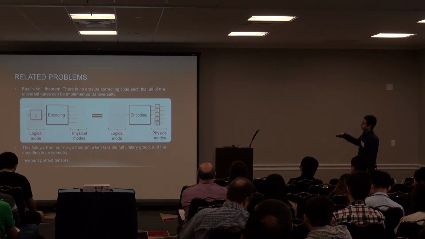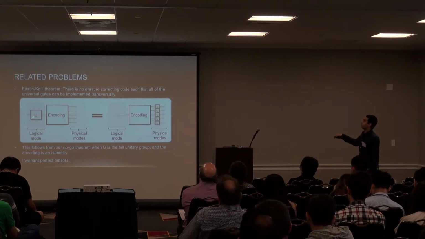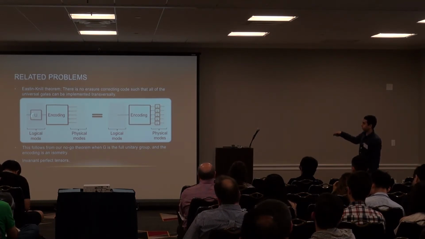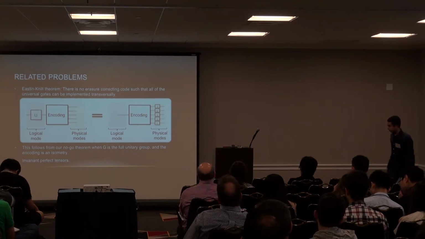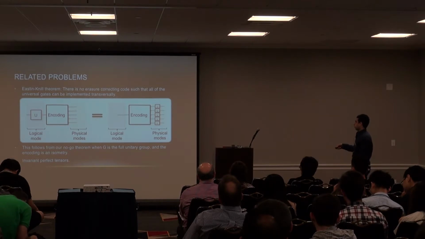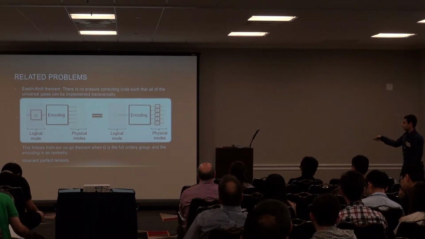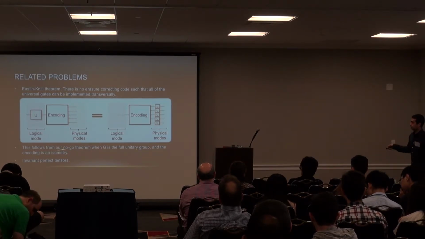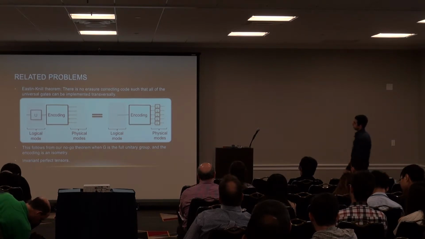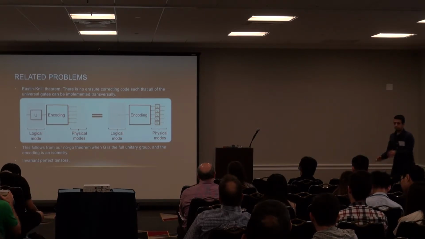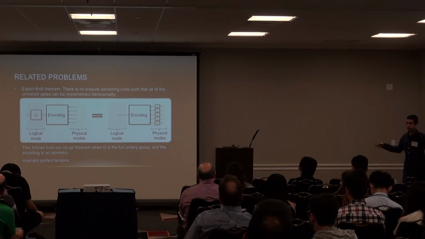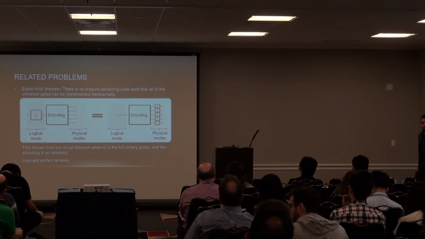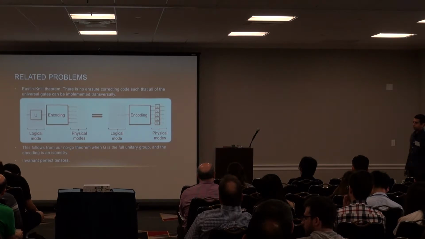And the fact that this unitary can be implemented transversally means that there is a set of tensor product unitary representations of the same unitary group on the physical modes that can do the same job. You can see that at this level, this follows from our Noether theorem, for the specific case when G is a full unitary group, not SO(3) or any other representation. It's a full unitary group, and the encoding channel is actually just an isometry.